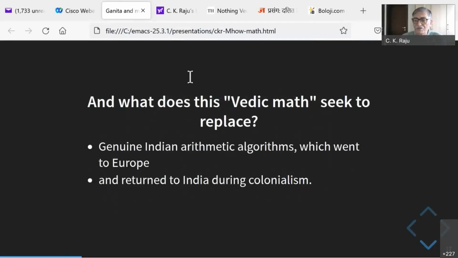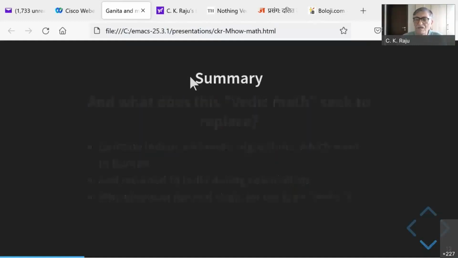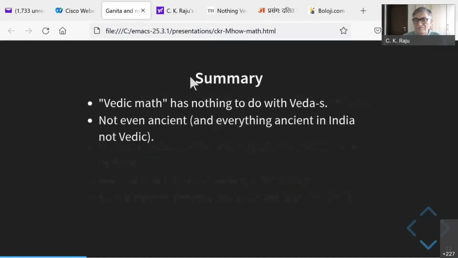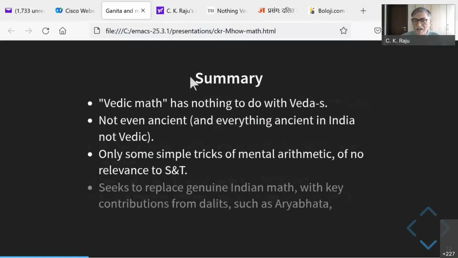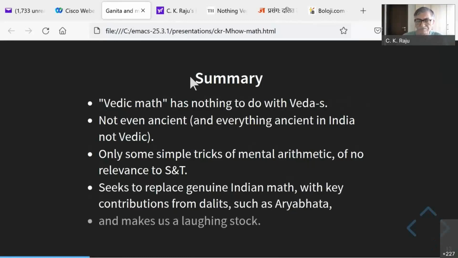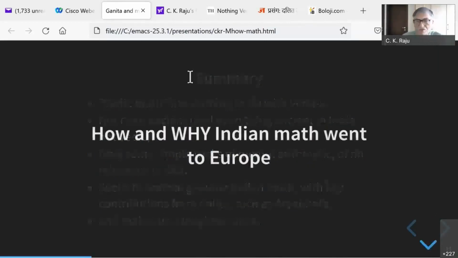It seeks to replace genuine Indian arithmetic. What you study today is not something which came from the West. It came from the West, but it went first from India. So, to summarize, we should not be talking about things like Vedic mathematics, which has nothing to do with the Veda, which is just a simple set of tricks, which has no relevance to science and technology, and which eliminates the real Indian contribution, and makes us a laughing stock. We should not do that.